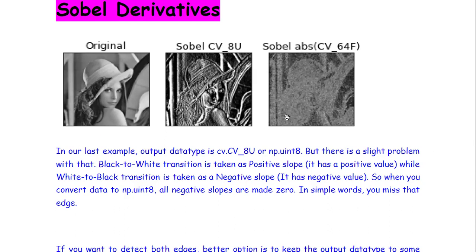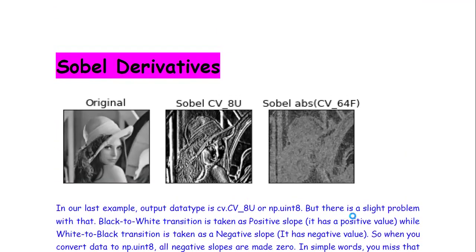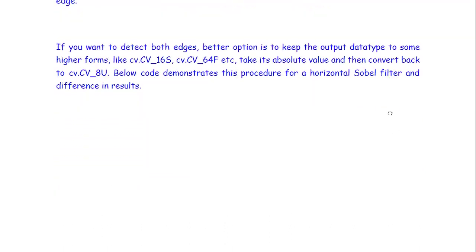And what is that? Black to white transition is taken as positive slope, meaning it has a positive value, while white to black transition is taken as a negative slope, that is, a negative value. Now, when you convert data to np.uint8, all negative slopes are made zero. In simple words, we may miss the edge. So some edges may be missed in the last practical.